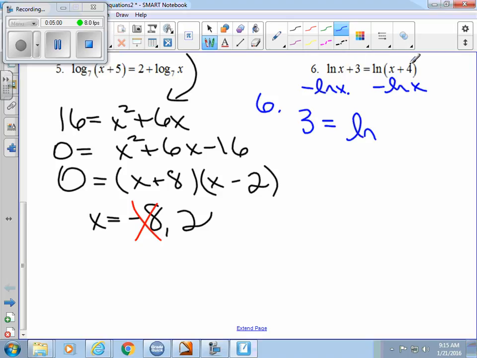So I've got to move the 3 out of the way. Or, I mean, the natural log out of the way. 3 has to be by itself, however you want to think. How do you subtract logarithms? Divide. Okay. Then what?